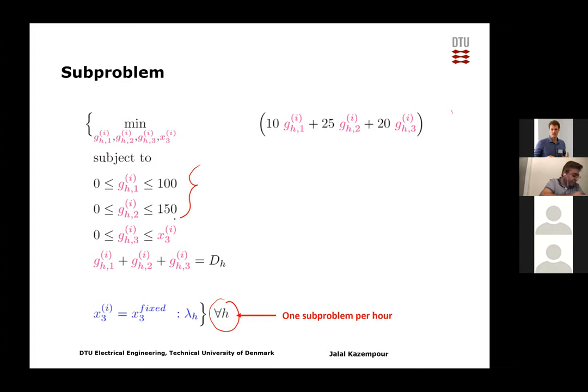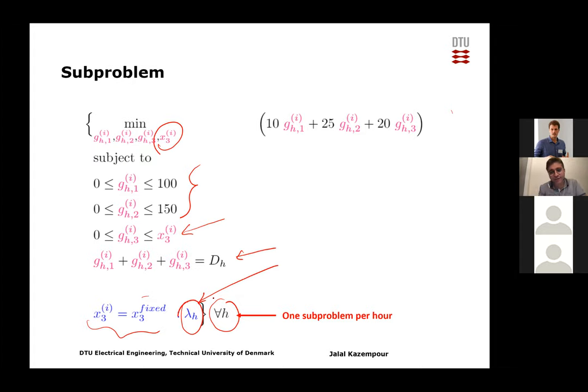And we have the generation limit of existing generators. So we use the compact form of Benders. It means that X3 is treated as a variable, right? But we fixed its value to a given parameter, X3 fixed, which is its given value in iteration i. And we have the same power balance equality, and we have this fixing constraint, and lambda h is its corresponding dual variable. Is it clear so far? Very good.